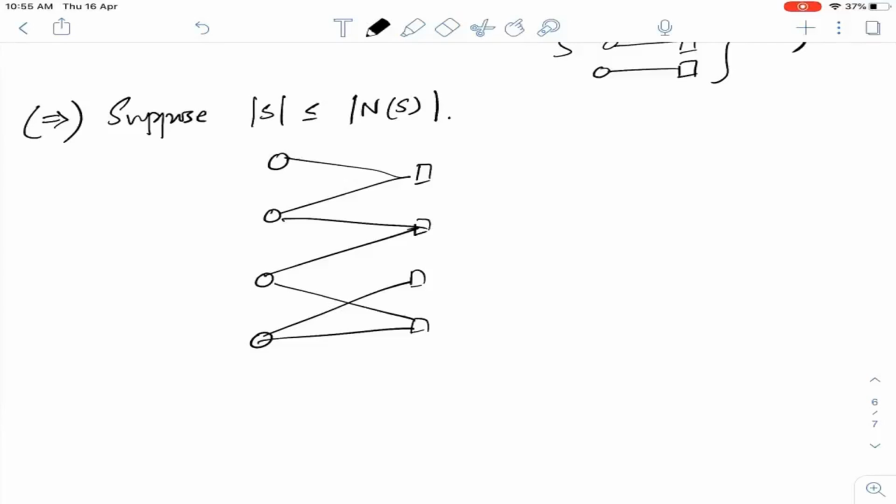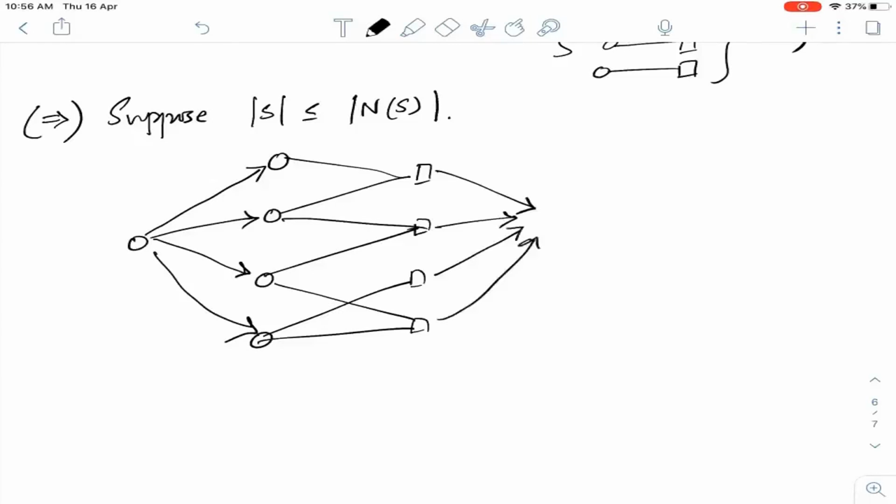So I will add a source and directions to these edges, and I will add a sink. Okay, so these will have capacity of 1, and these will have capacity of, let's say, plus infinity. All of these will have plus infinity. So it's the same network that we had used in the algorithm as well.